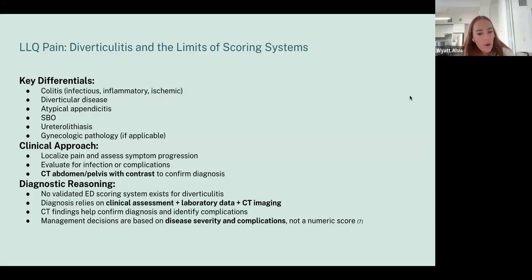So for left lower quadrant pain, our decisions here are really driven by the disease severity and complications rather than a score itself. So I think it reinforces the need for our thoughtful clinical reasoning, creating a good differential diagnoses list, and then narrowing down from there instead of just using a scoring system.